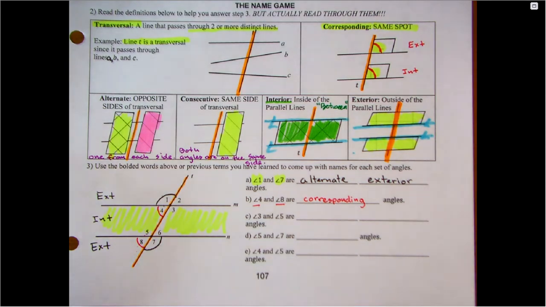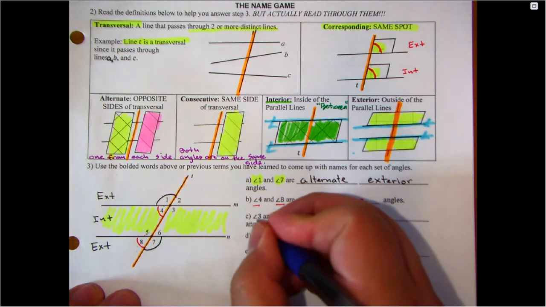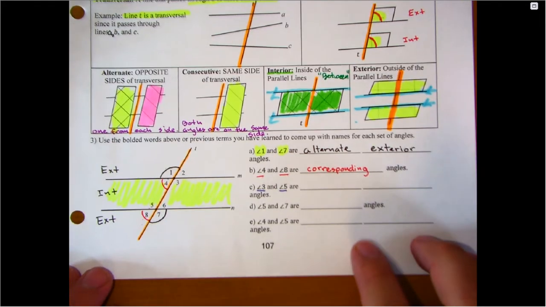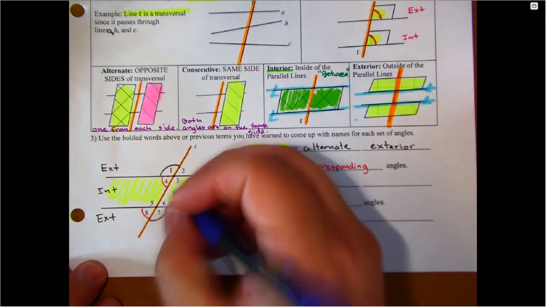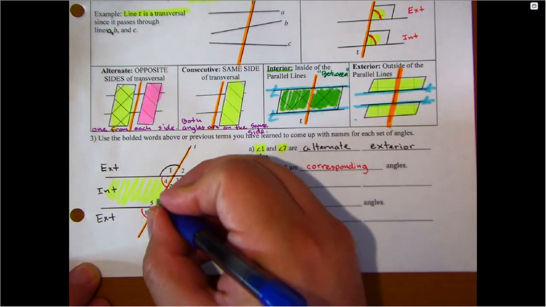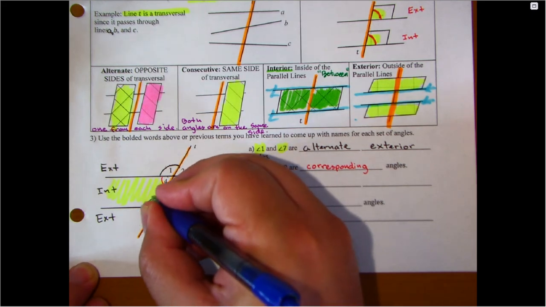Okay. All right. Next one. Let's change the color up here. Angle 3 and angle number 5. So we're going to mark them. So here's angle number 3 and here's angle number 5.